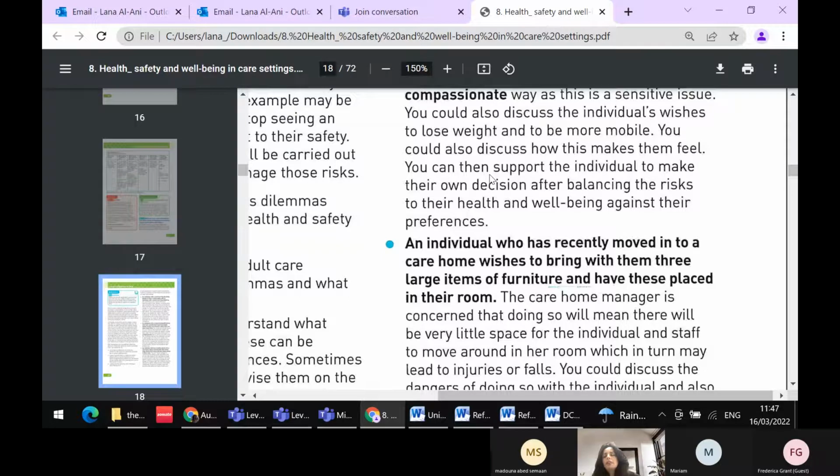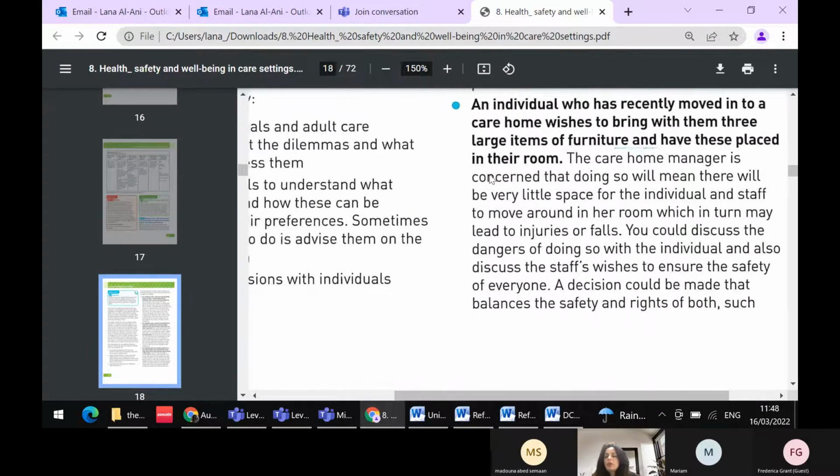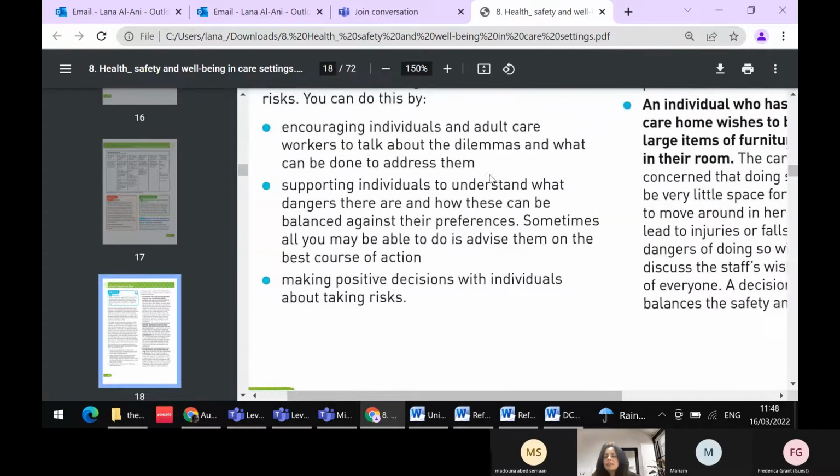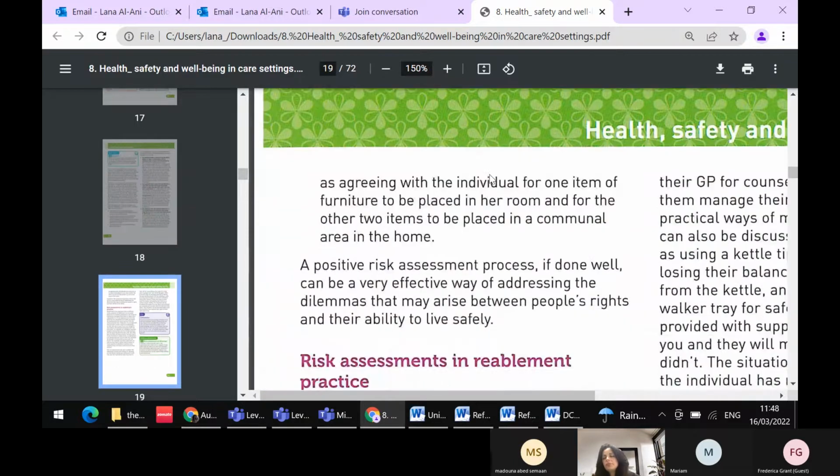safe. So an individual who has recently moved into the care home wishes to bring 3 large items of furniture. Then if you do a risk assessment, you would know that these furnitures are really heavy for the people. So if you and your colleague hold these furniture, you will hurt your back, you will drop the furniture and break it. After you do the risk assessment, you can tell your client about all this. Then proper manual handling could be a procedure in place to hold these items.